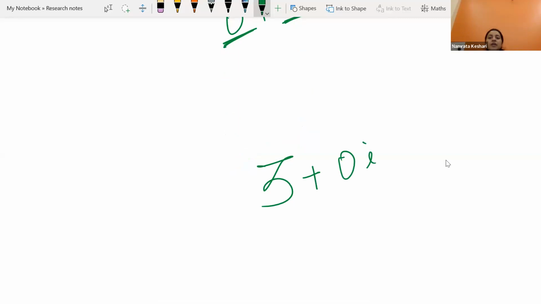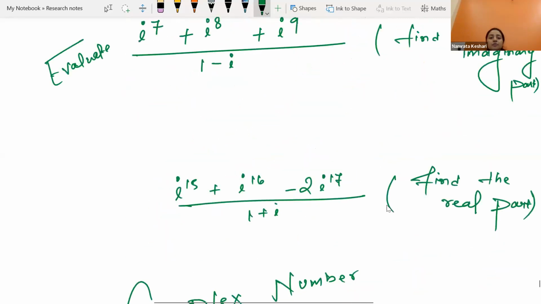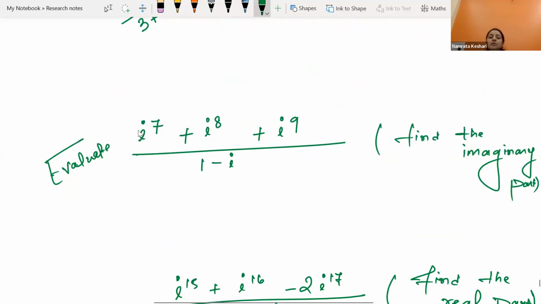Yes. If you understood, then now you have to do this question. i to the power 7 plus i to the power 8 plus i to the power 9 by 1 minus i. You have to solve it first. If rationalization is needed, do it. And then we will say what the imaginary part is. Let's do it together.